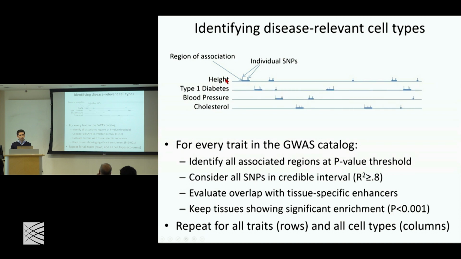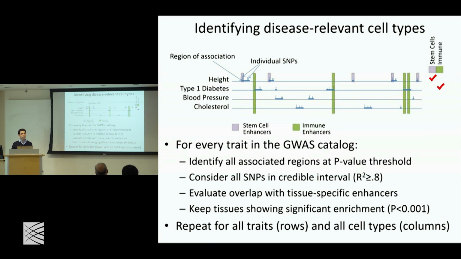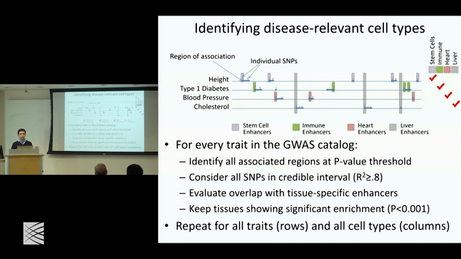But what's really cool is that if you look across different traits, these regions are in fact changing. There's a different set of genomic regions associated with height, with type 1 diabetes, blood pressure, cholesterol, and so forth. And therefore, we can now start using these traits relative to each other to ask what are the epigenomic annotations that are the most enriched in each of these traits. So we're going to start overlaying epigenomic annotations of enhancer regions that are active in stem cells, enhancer regions active in immune cells, in heart, in liver. And then we're going to ask, are they enriched in specific traits?